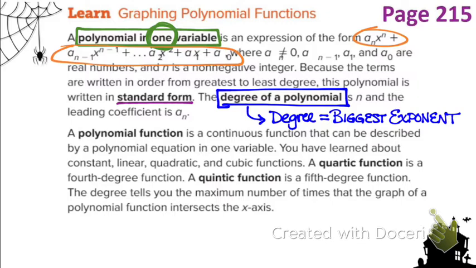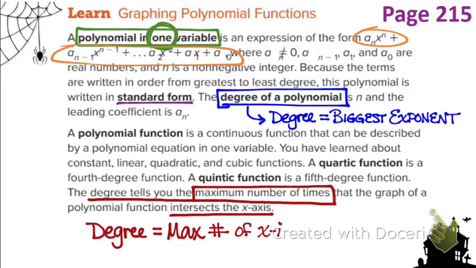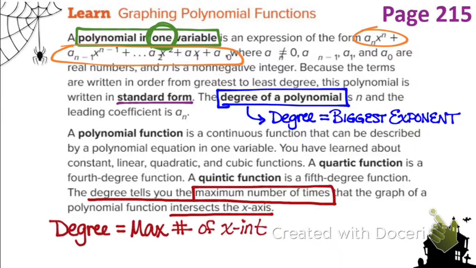What I do expect you to know is that the degree tells you the maximum number of times that a polynomial intersects the x-axis. So the degree is equal to the maximum number of x-intercepts. That I do need you to know. Whatever the degree of my polynomial is, that is the maximum number of times that it can cross the x-axis.